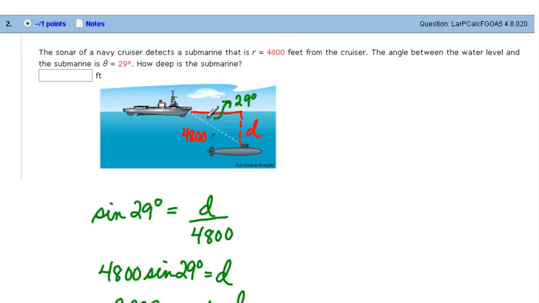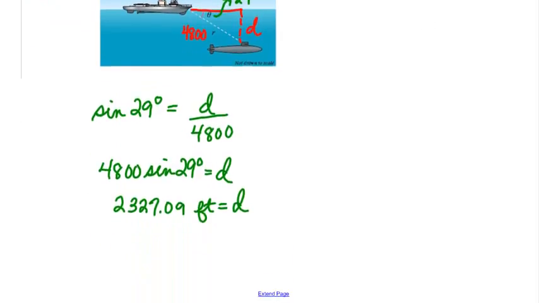So now we need to think about what sides we know based on the angle theta. Well, that is the opposite, which is D, over hypotenuse, which is R. So that involves sine. We know sine of 29 is D over 4,800. We multiply by 4,800 on both sides to get 4,800 sine 29 degrees is equal to D. And using our calculator, we can come up with the figure for how deep the submarine is.